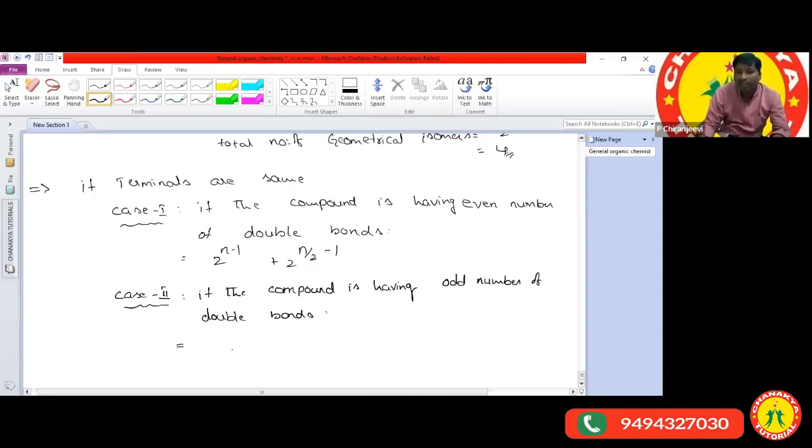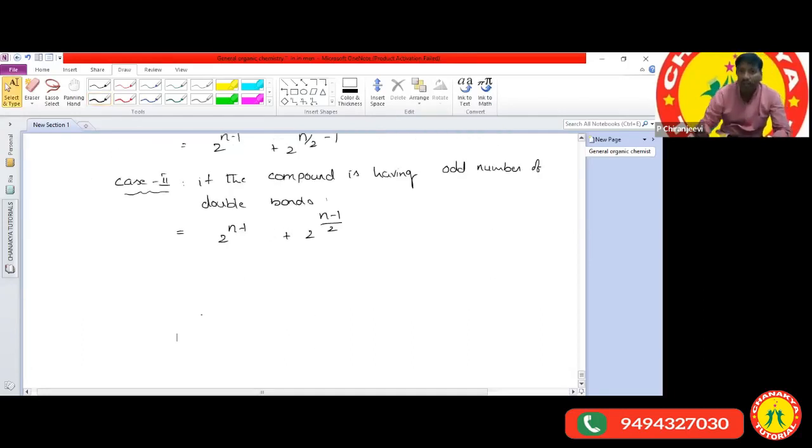We can write 2 to the power of n minus 1 plus 2 to the power of (n minus 1) by 2. It has a small difference. Shall we see how we can calculate? We can see two examples for these conditions.